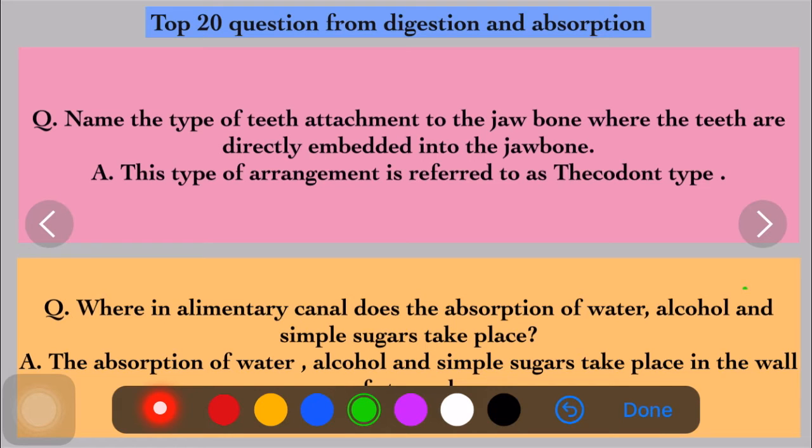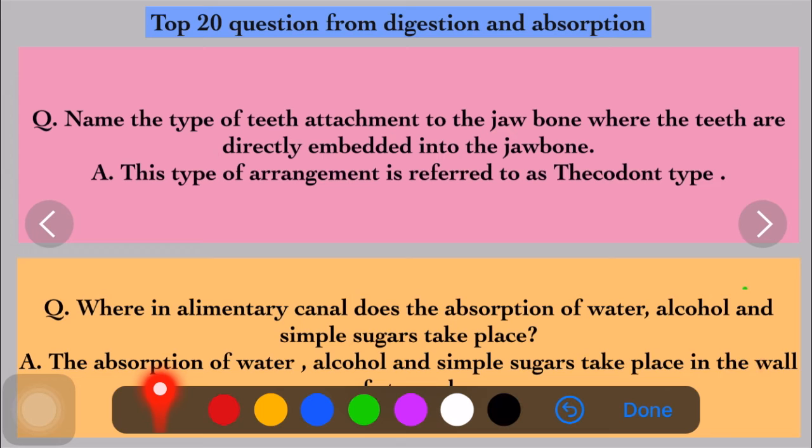The next question is, name the type of teeth attachment to the jawbone where the teeth are directly embedded into the jawbone. So the type of teeth attachment where the teeth are directly embedded into the jawbone is referred to as thecodont type. There are another 2 types of teeth arrangement which are acrodont and pleurodont. But this specific type of arrangement where teeth are directly embedded into the jawbone, into the alveoli specifically of the jawbone, is referred to as thecodont type.